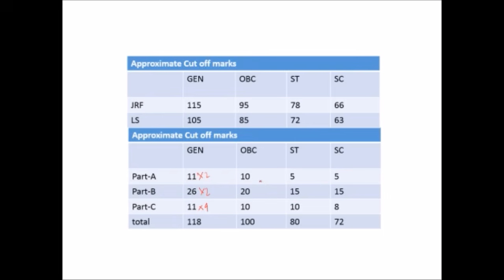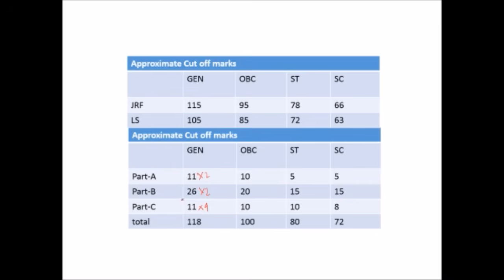And for OBC, 10 questions in part A, 20 in part B and 10 in C, then you can easily score 100 marks, if you do not do any negative marking. And for ST, you can attempt only 5 questions in part A, 15 in part B and 10 in part C. For SC, 5 questions in part A, 15 in part B and 8 in part C. Then you can easily cross your cutoff marks. But a good ranking is always preferred.